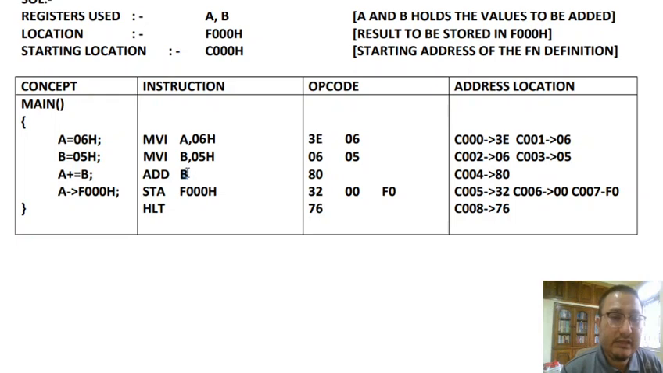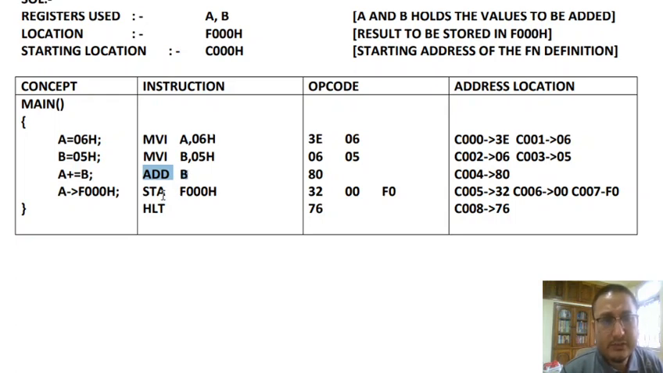Here, just see, the instruction is only written as ADD B. So ADD B implies you are adding the content of A and B and storing the result in A. Again, I'll repeat it. ADD B basically represents that you are adding the content of B to A and storing the result in A, because as I said, A is one of the default operands.